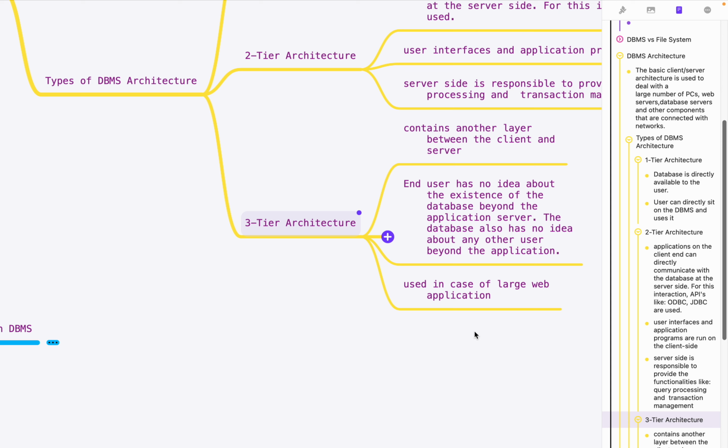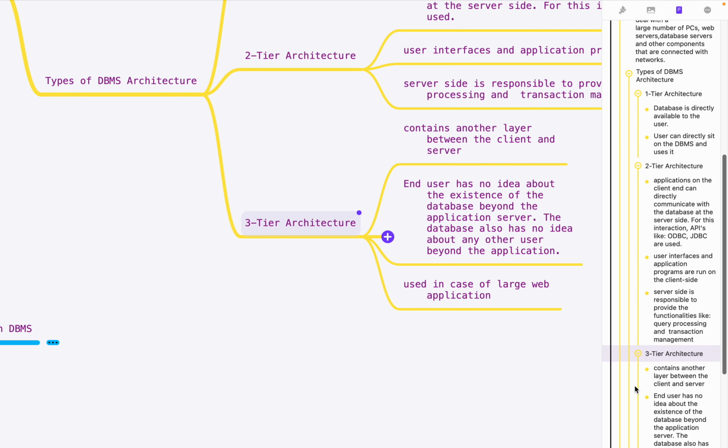This is generally used in large web applications, let's say Facebook or Twitter, or any social media platform, which I would say falls under the three tier architecture. So this is how the DBMS architecture is.